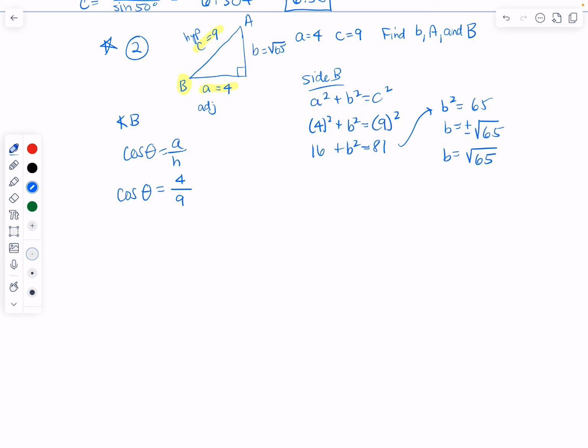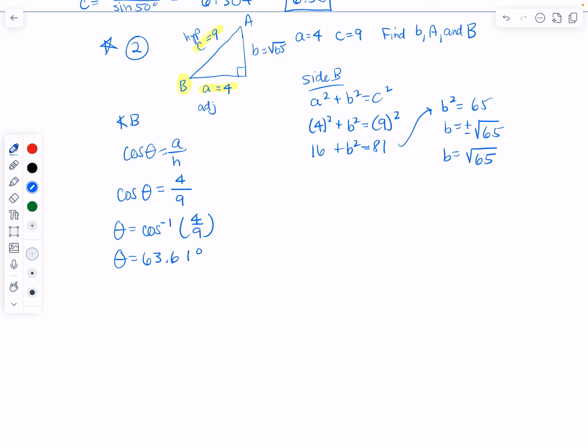Okay, so I've got to get theta by itself, so I'm going to take the inverse cosine of both sides, and I'm going to plug inverse cosine of 4 over 9 into my calculator. 4 divided by 9. My calculator is in degrees, so my answer is going to be 63.61 degrees.